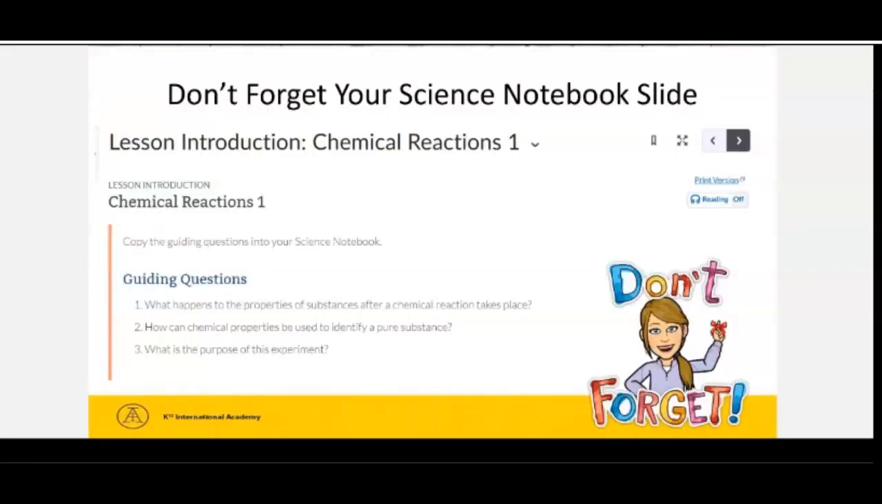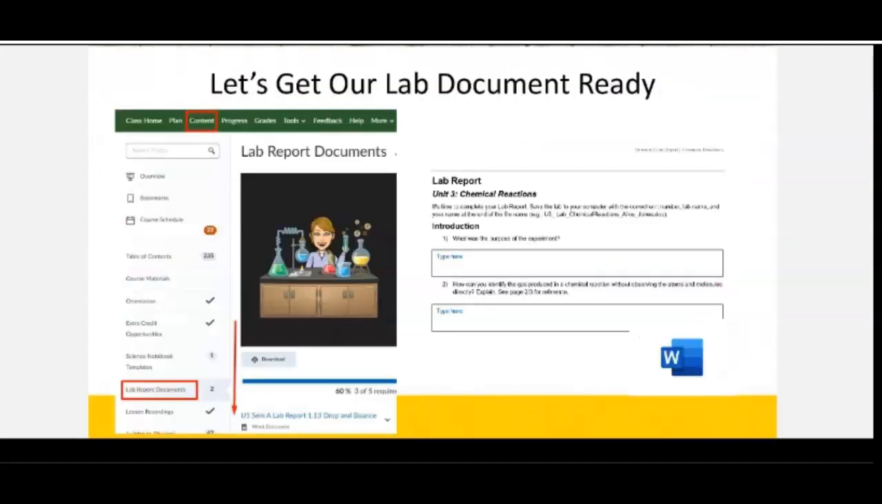Okay, so we talked about the guiding questions, and we talked about where to find the lab report documents. Again, I encourage you to print these out, write down things with me as we go, because we are talking through the experiment. Okay. So this is number 3.12, and you submit it in the 3.13 Dropbox.